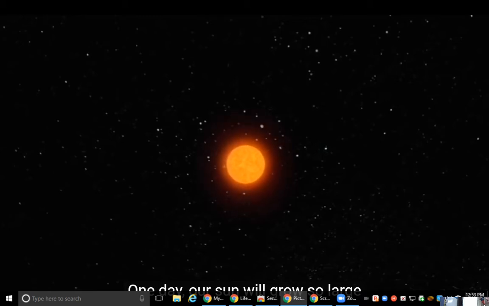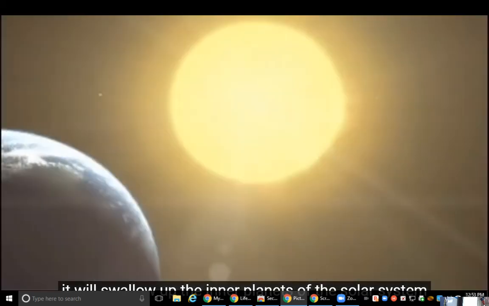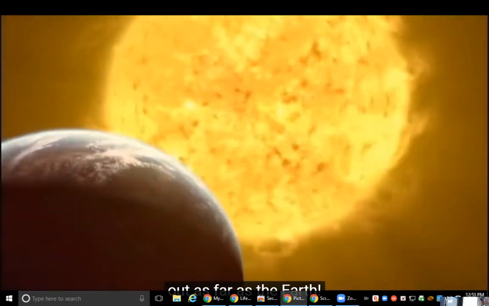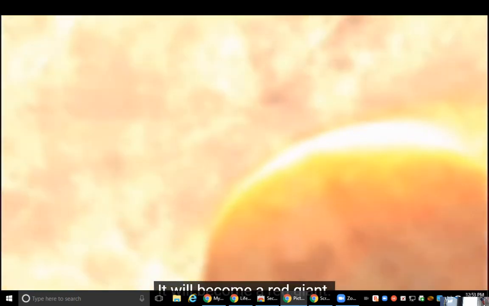One day, our sun will grow so large it will swallow up the inner planets of the solar system, out as far as the Earth. It will become a red giant. For the sun, this will be the beginning of the end.